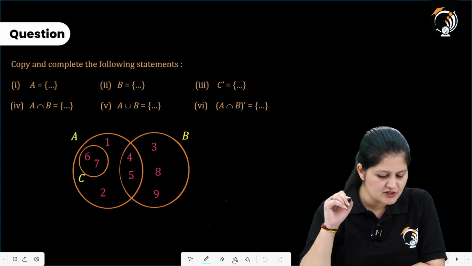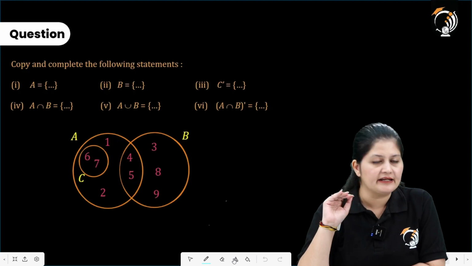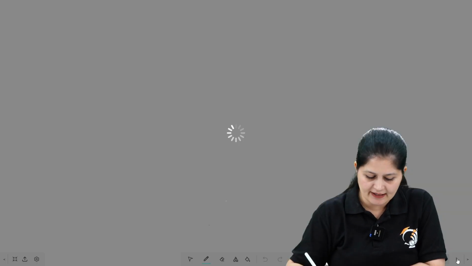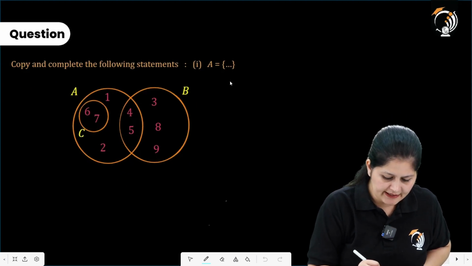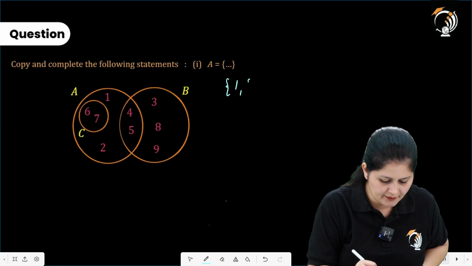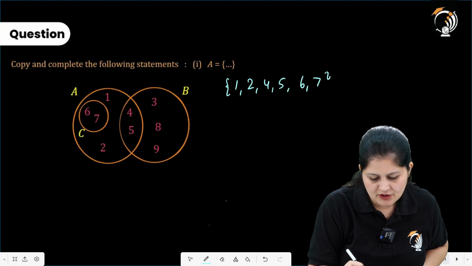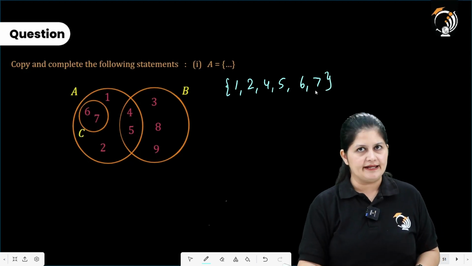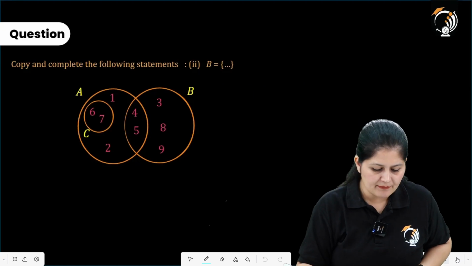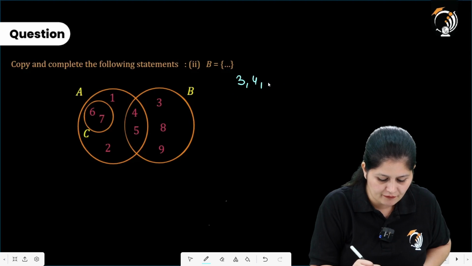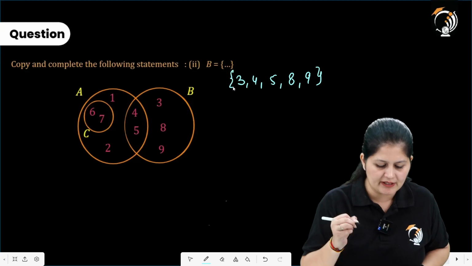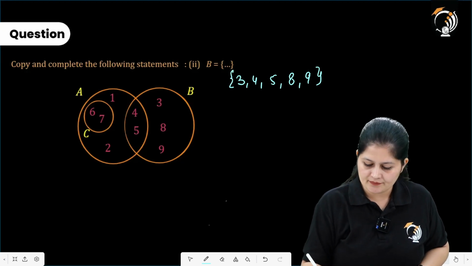Okay. Now moving to the next question here, copy and complete the following statements. Firstly, it is being asked what is the set A here, right? So let's write the set A. Clearly, the set A comprises 1, 2, 4, 5, 6, 7. So these are the elements of set A. If I talk about the elements of set B, set B comprises 3, 4, 5, 8 and 9. So these are the elements of set B, correct?